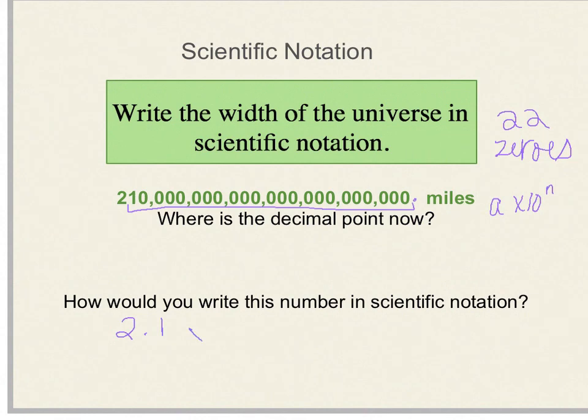But now we're looking at what power of 10 is this raised to? Well, remember there were 22 zeros. But if you think about moving that decimal point to each of those, we would count over 22 for all the zeros, and one more, 23, for that next place. So in scientific notation, the size of the universe is 2.1 times 10 to the 23rd.